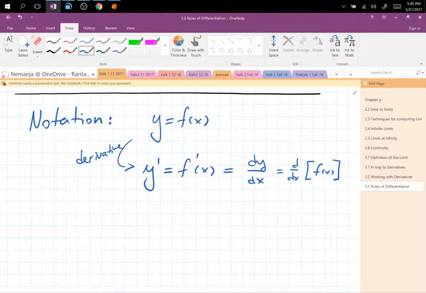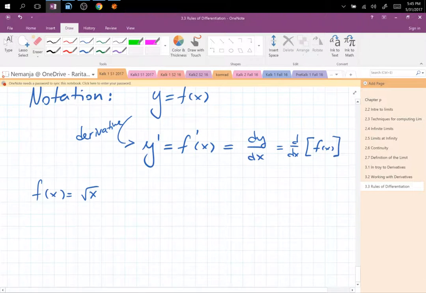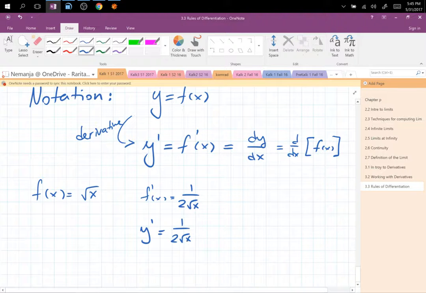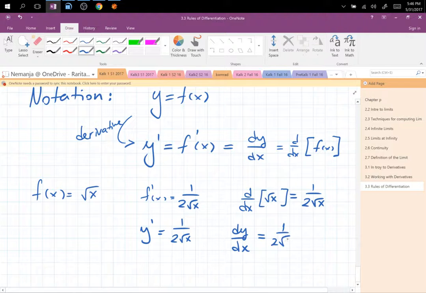So I can say the function is, let's say, square root of x. So I can write f prime is 1 over 2 root x. I can write y prime is 1 over 2 root x. I can write the derivative of root x, which is what we had before, is 1 over 2 root x. Or I can say dy dx is equal to 1 over 2 root x.